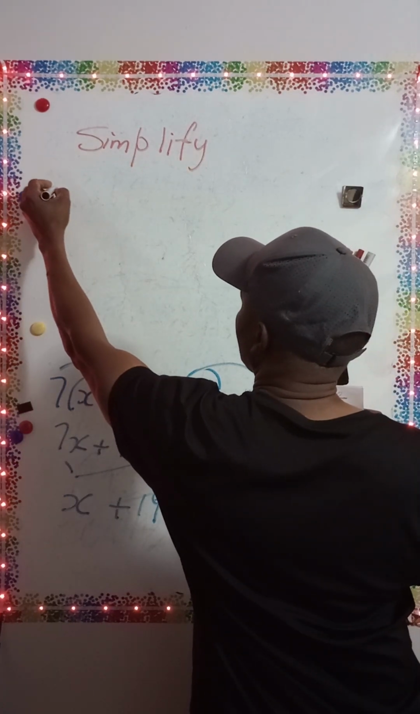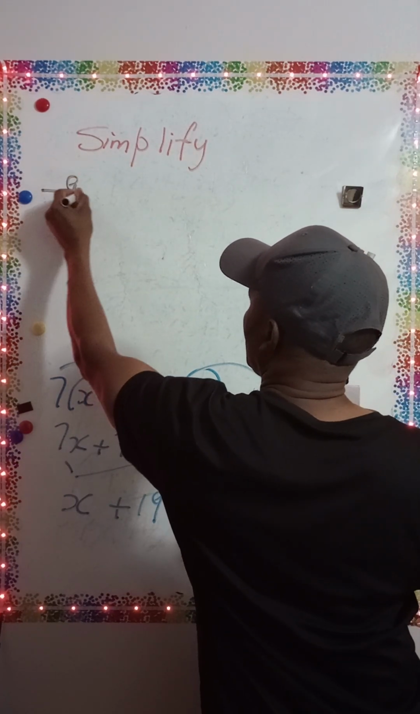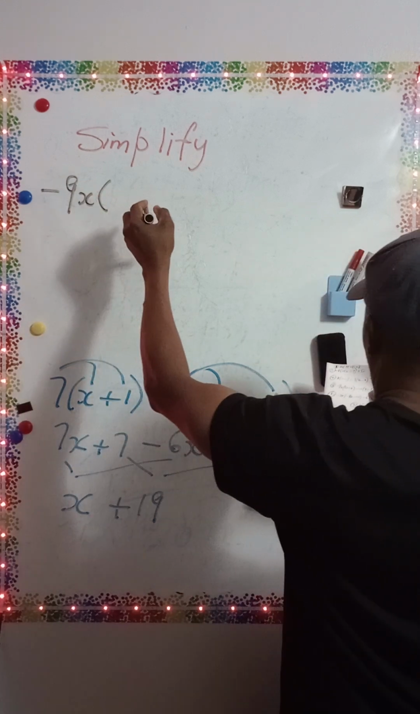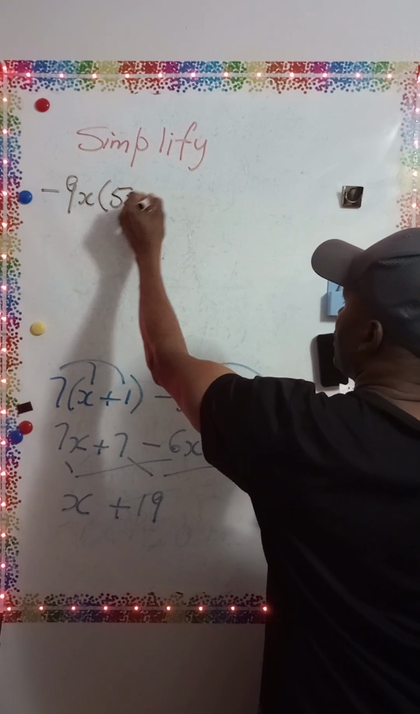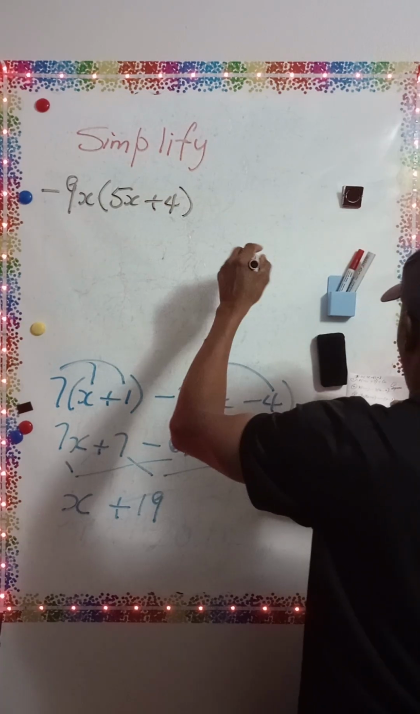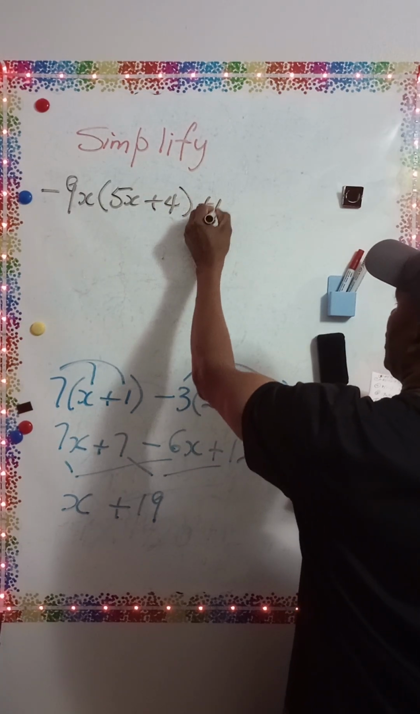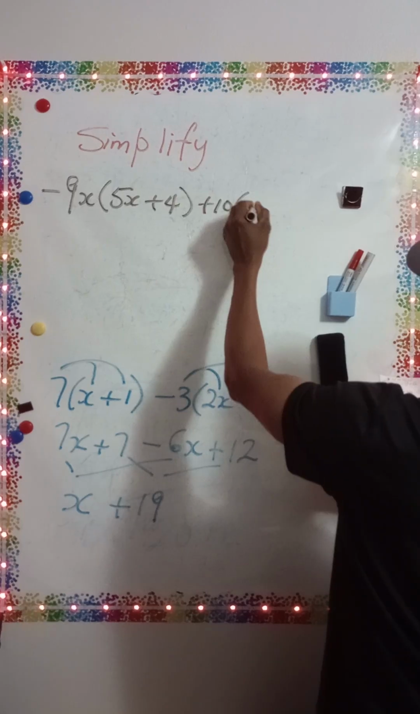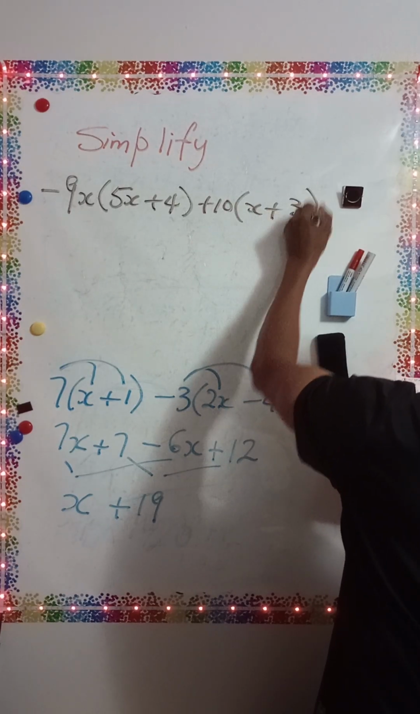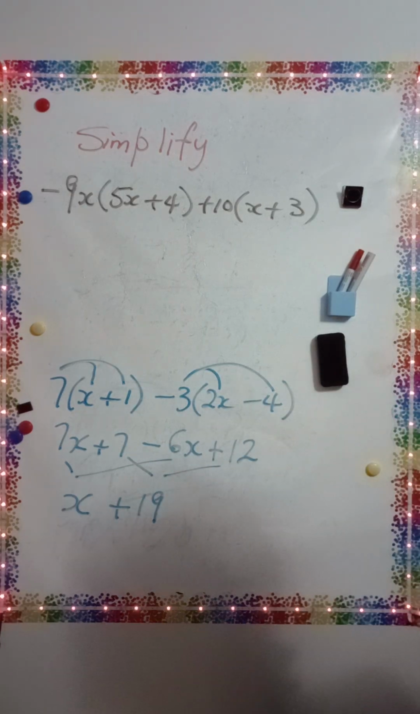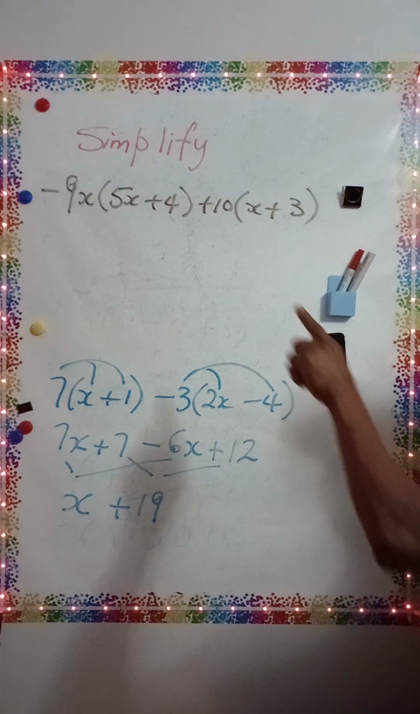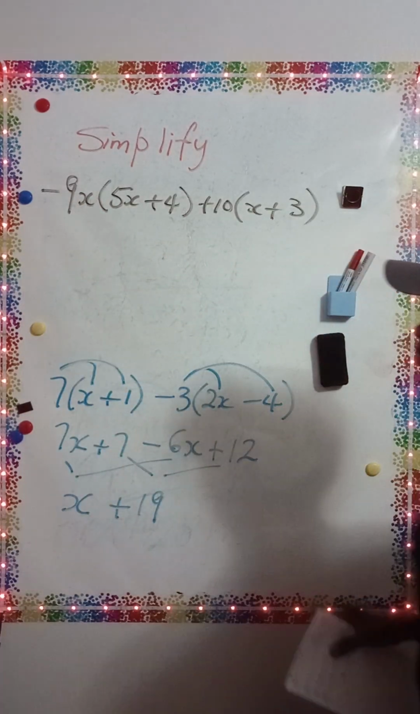And I have negative 9x times 5x plus 4 plus 10x plus 10 times x plus 3. But so in this case, we have a pair of parentheses, so we have a negative sign outside here, so we gotta be so careful.